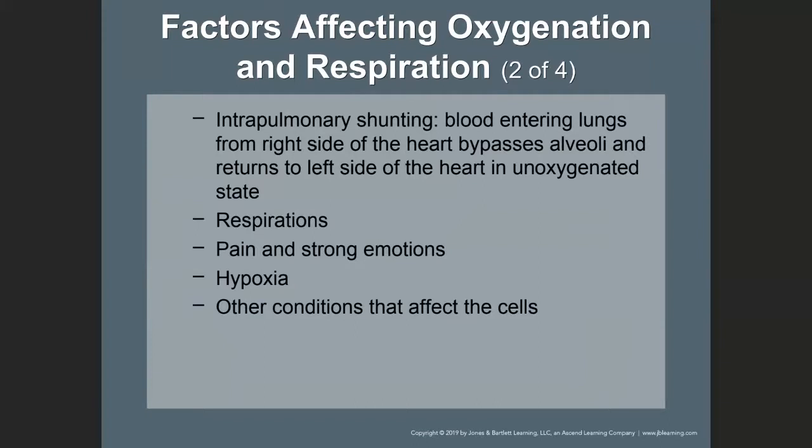Intrapulmonary shunting. So blood entering the lungs from the right side of the heart bypasses the alveoli and returns to the left side of the heart in an unoxygenated state. Already spoke about that with the mismatch. Respirations, pain and strong emotions, hypoxia, other conditions that affect the cells. These are all things that can interfere with oxygenation and respiration.